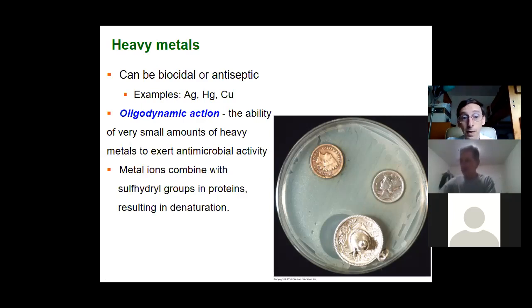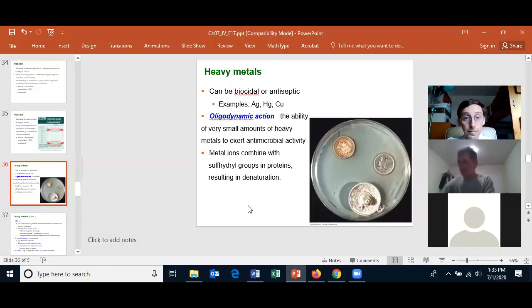You need very small amounts of the heavy metal because when you put a dime on the plate, not many heavy metals are going to come out of the dime and then diffuse across the agar. The metal ions combine with sulfhydryl groups in proteins, resulting in protein denaturation. Any question about that?